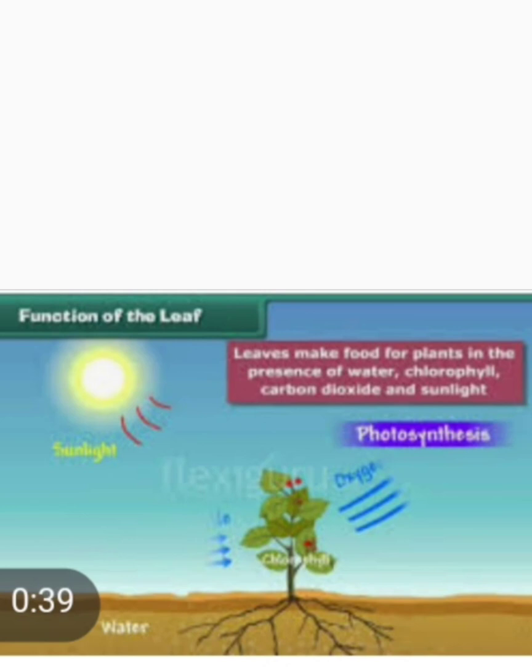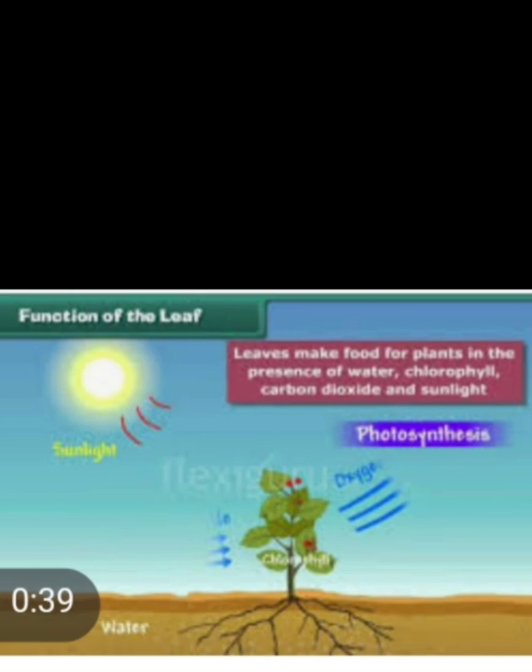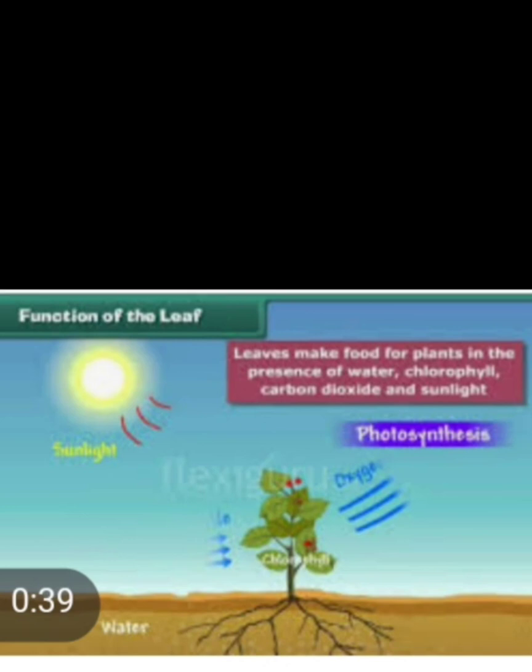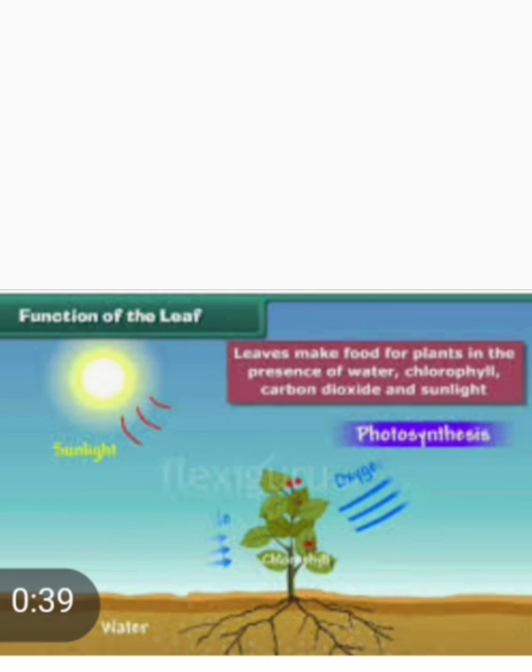Respiration. During this process, oxygen is taken in and carbon dioxide is given out. This process is called respiration. Now, transpiration. The excess of water in the plant is sent out in the form of water vapor through stomata. This is called transpiration.